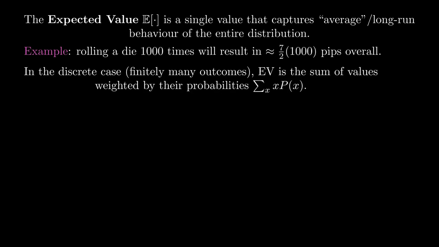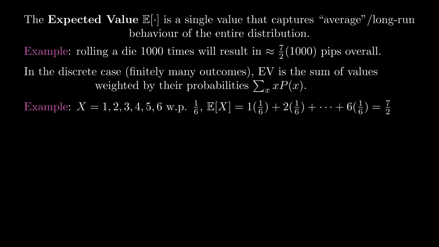In the discrete case where there are finitely many outcomes, the expected value is a weighted sum, namely, the sum of values weighted by their probabilities. For example, rolling a die gives the numbers 1 to 6 with probability 1/6 each, and the expected value is hence 1 times 1/6 plus 2 times 1/6 all the way up to 6 times 1/6, which gives 7/2 as expected.